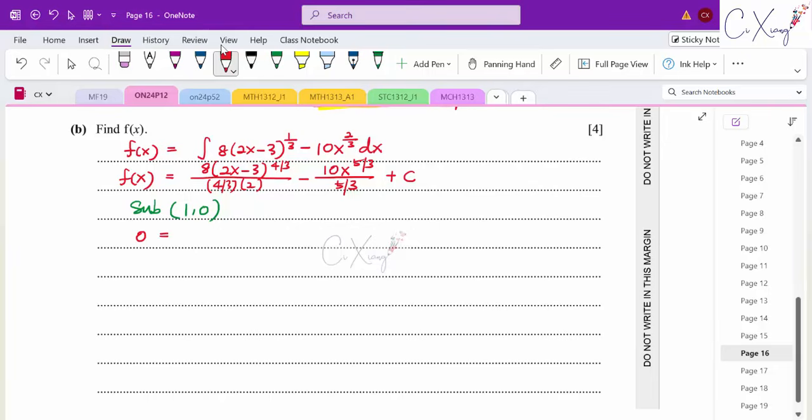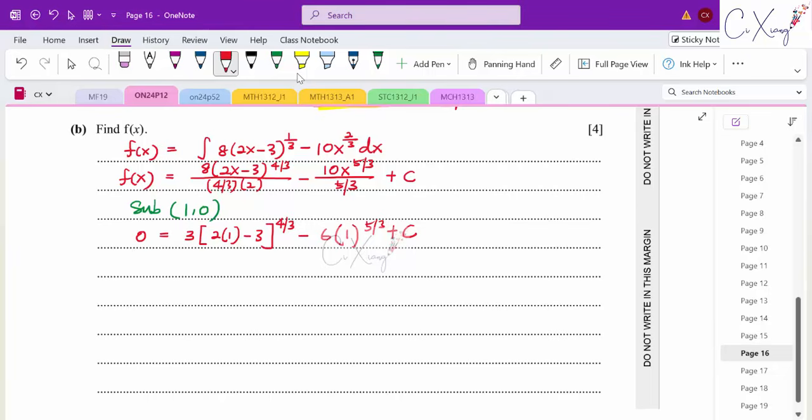If I simplify the very first term here, right? By right, I will be having 3 and then (2x minus 3) power 4 over 3. So 2x, x means 1, minus 3, and then power 4 over 3. Minus, then 3 times 2 is a 6, x power 5 over 3. That means I'm having 1 power 5 over 3 and then plus c.